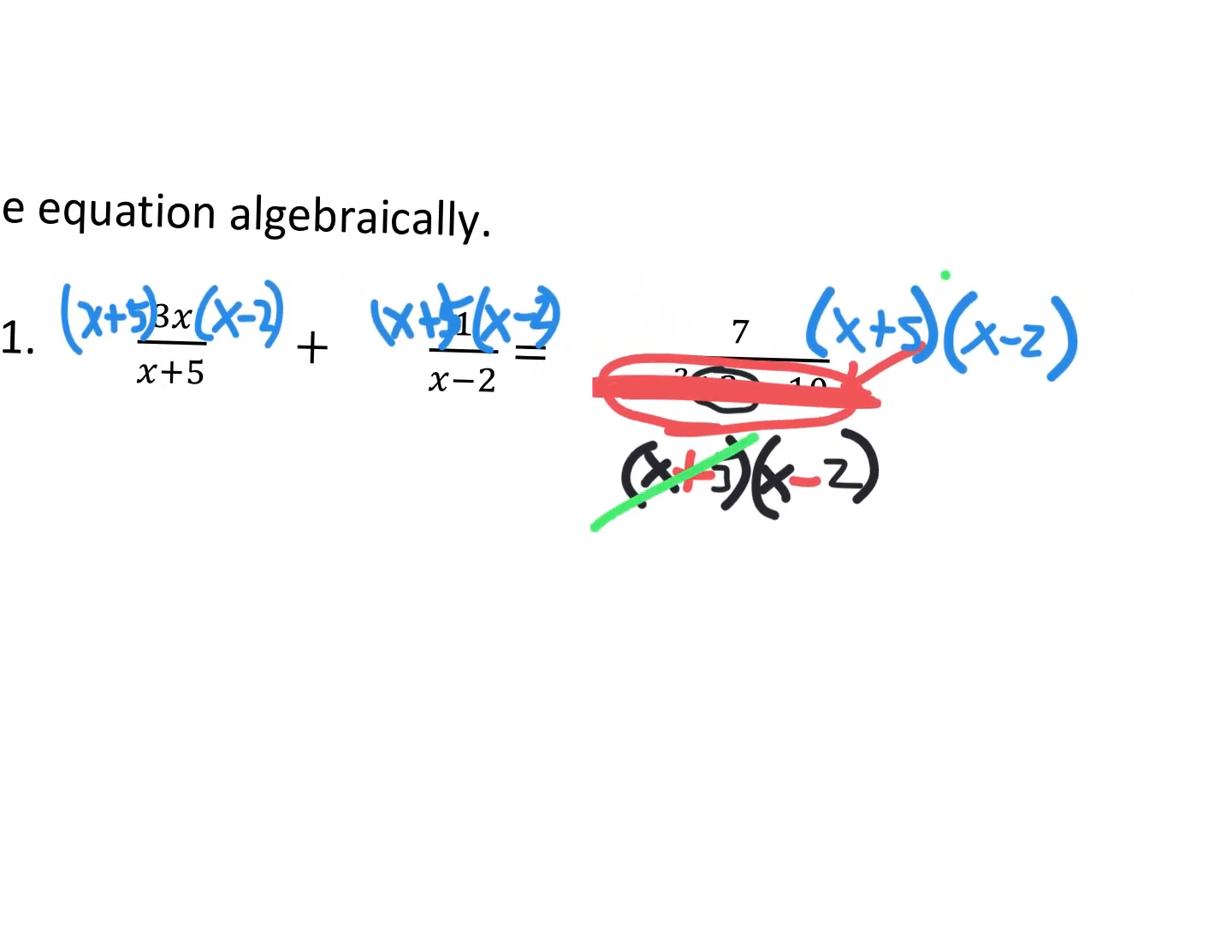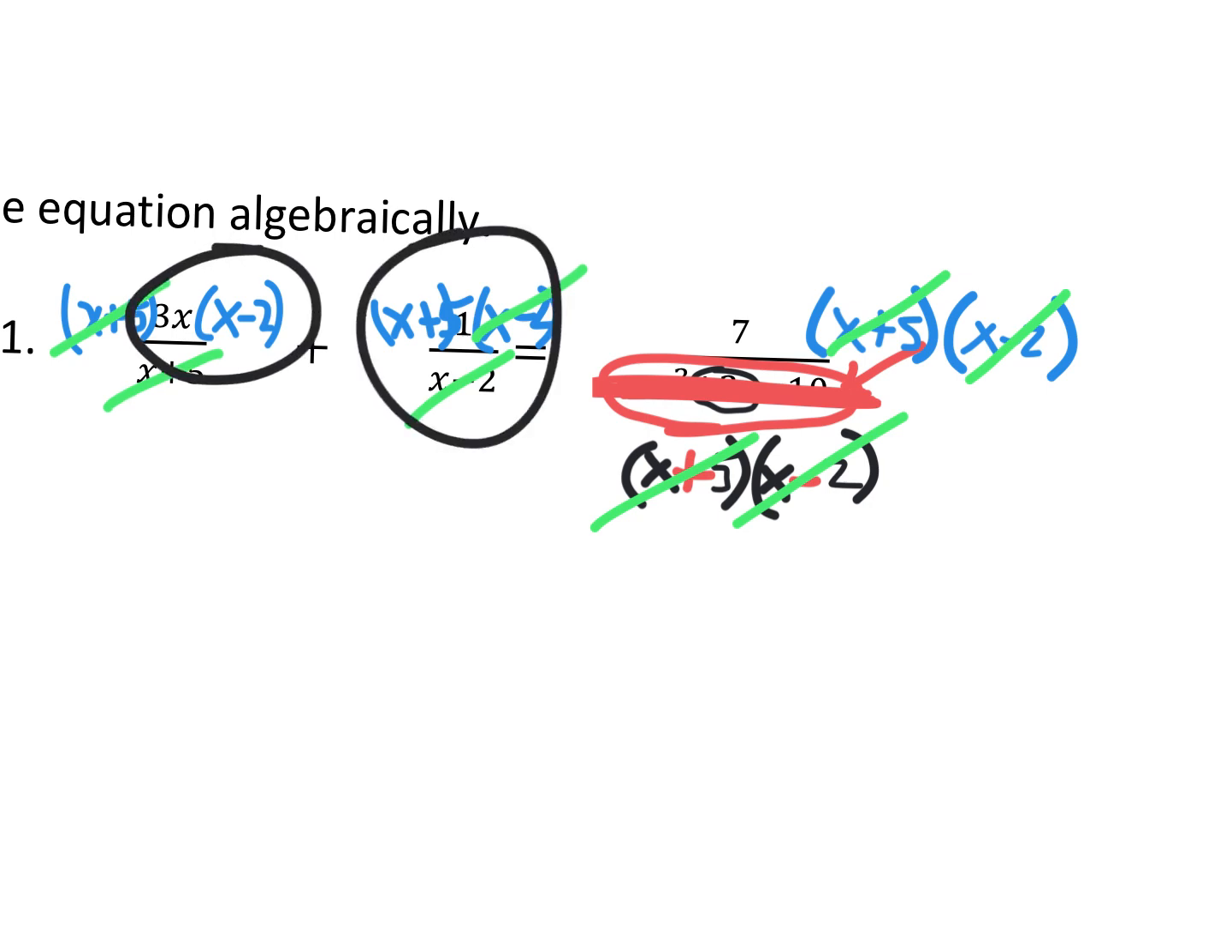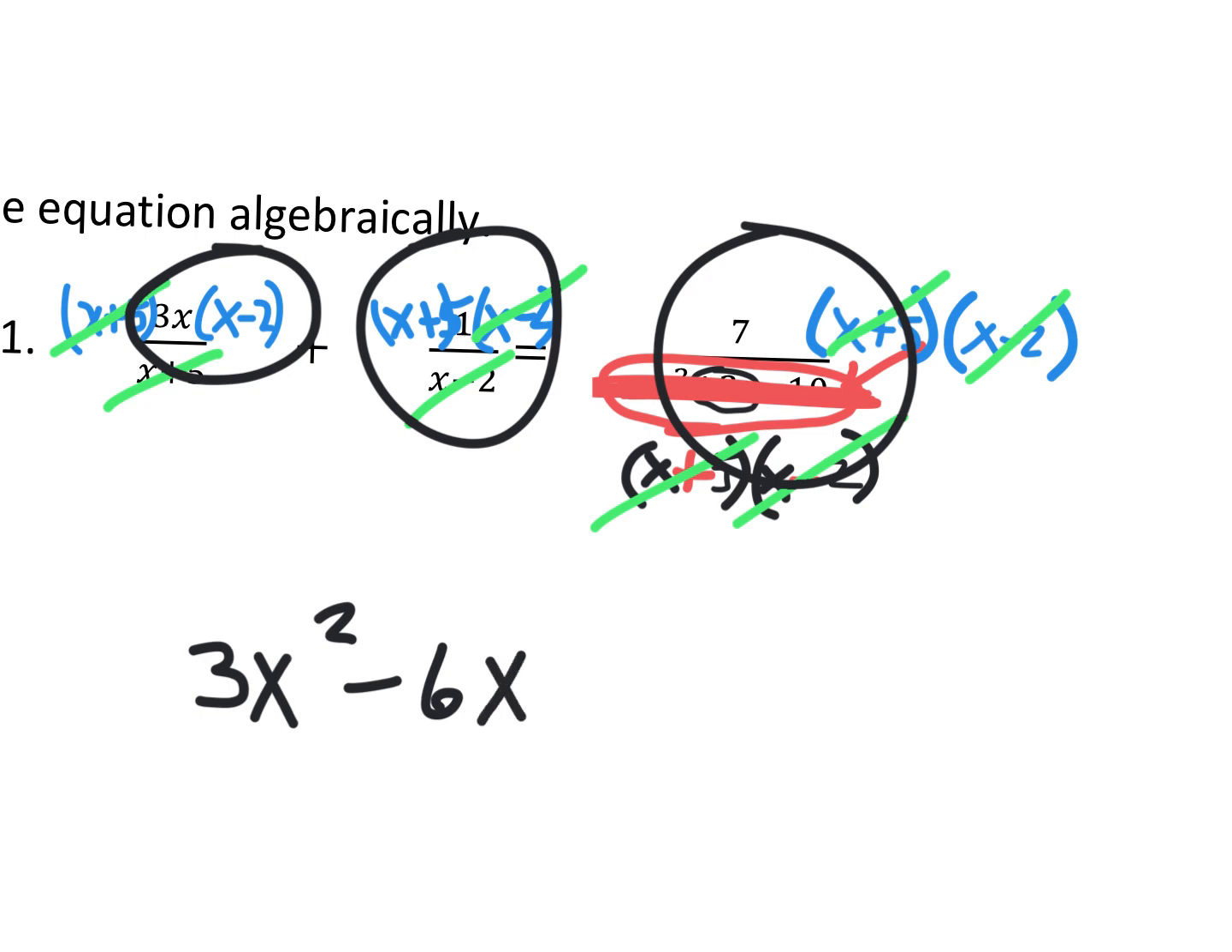And now that cancels that, and that cancels that, and that cancels that, and that cancels that. Tully, after everything canceled, can you tell me what equation you were left with? Or if you're not done yet, just do it with me. That, and that, and that. 3x squared minus 6x plus 1x plus 5 equals 7.